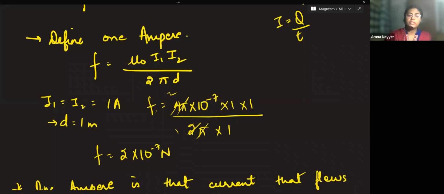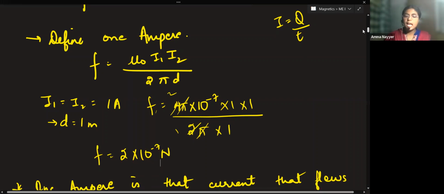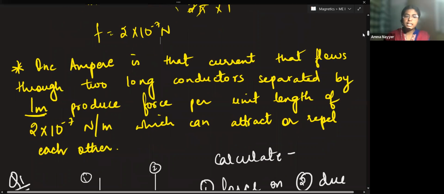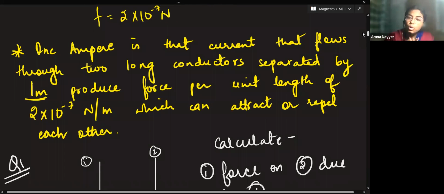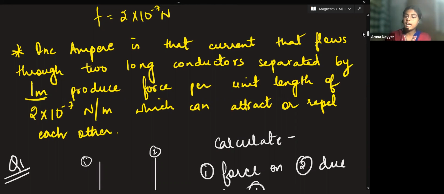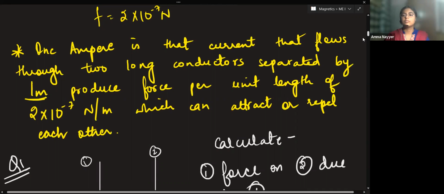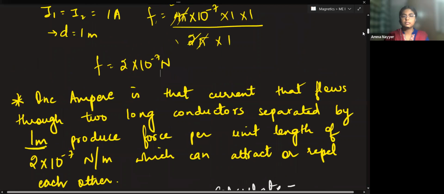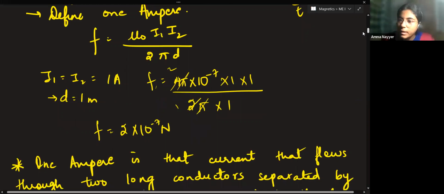Now how will you define it? Now you can say 1 ampere is that current that flows through two long conductors which are separated by 1 meter. Why are we writing this? Look at the formula that we have obtained. Force is 2 into 10 to the power minus 7.